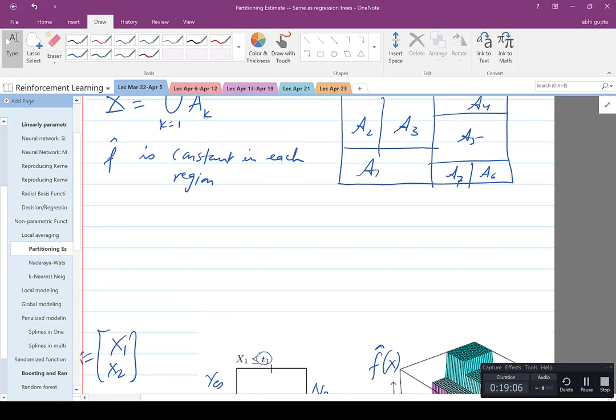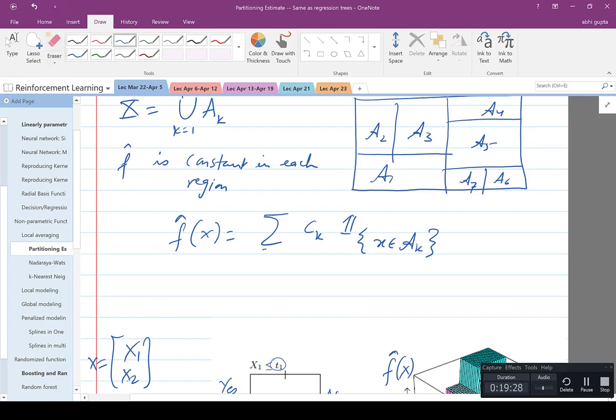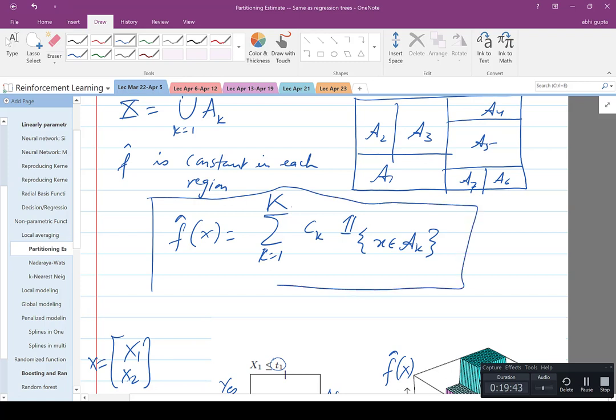Okay, so the kind of function approximation you get is f hat of x is the summation of ck times the indicator function of x in ak, where k goes from 1 to capital K. Okay, so it's piecewise constant. Within each rectangular region, the function value is constant. That's the function approximator that we studied in the previous class, but in this class we talked about how you construct such a function.